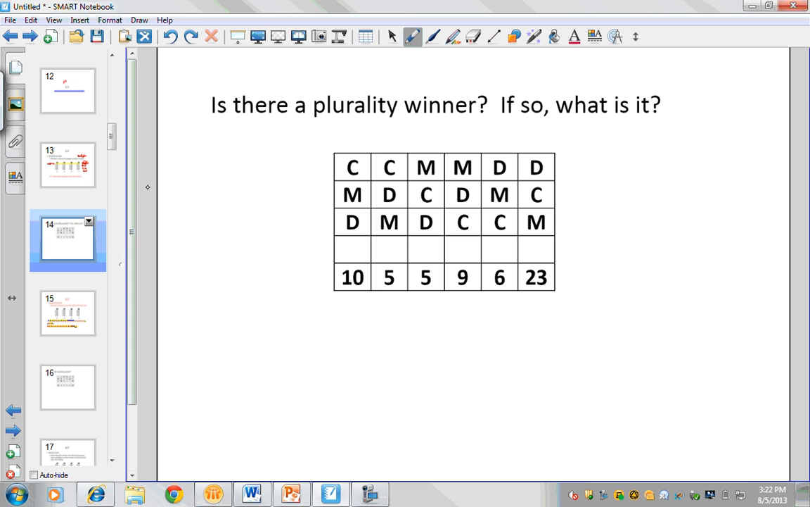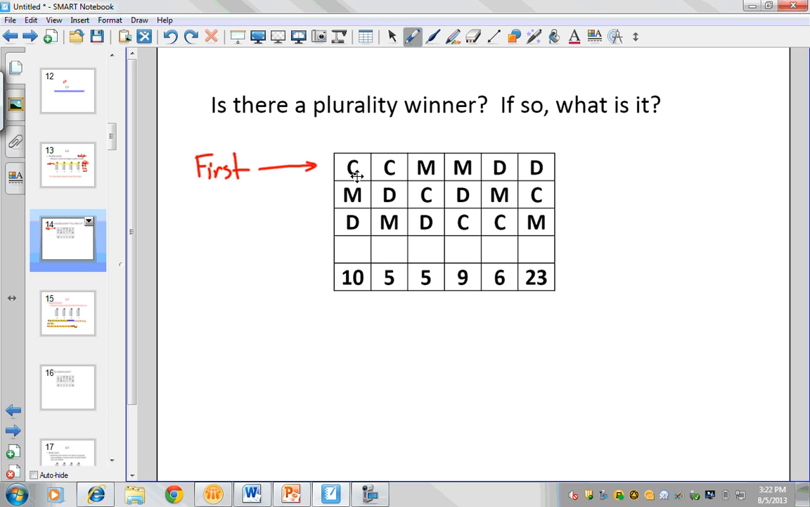Now another example: is there a plurality winner here? And if so, what is it? Once again, you are dealing with first place. Now this is a different setup than the other ones. It doesn't have the arrows, but I will always tell you that the way that I set this up is that first place will always be the first row.